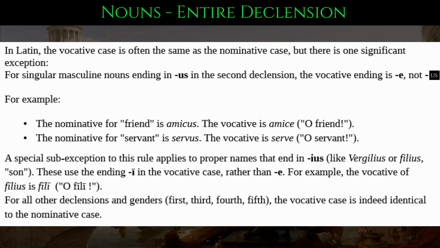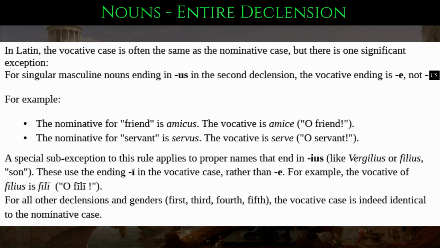Now, the vocative case is often the exact same as the nominative case, but there is one significant exception. You see, for singular masculine nouns ending in -us, in the second declension, the vocative ending is -e and not -us. For example, friend would be amicus, the vocative would be amice. Servant, servus, the vocative serve.